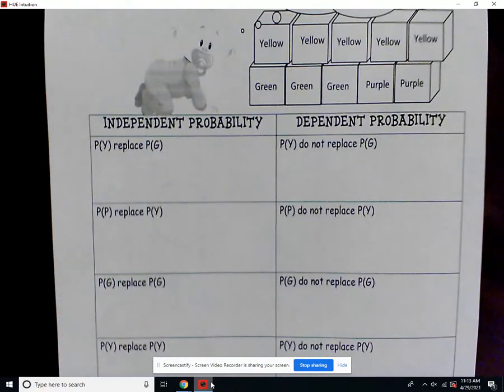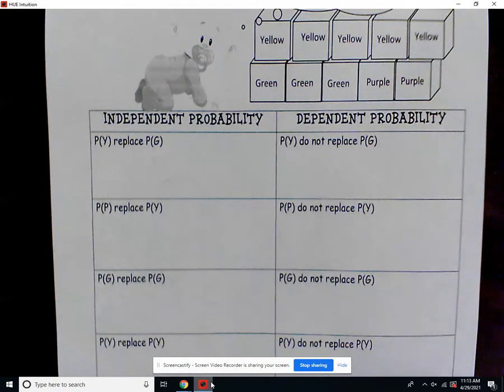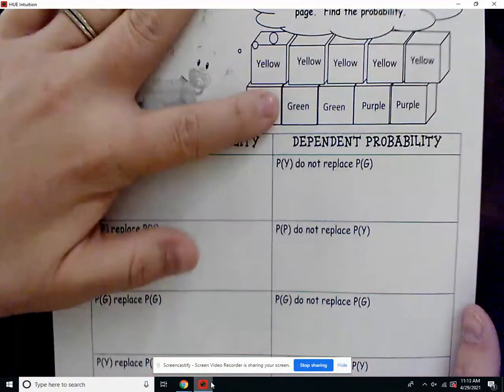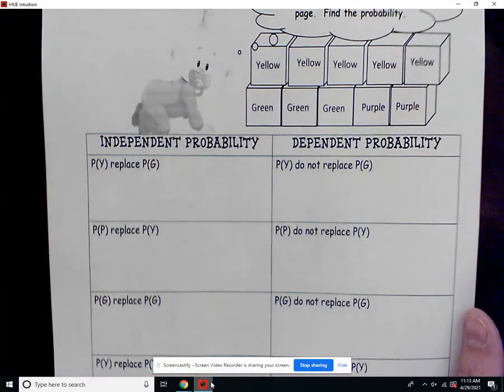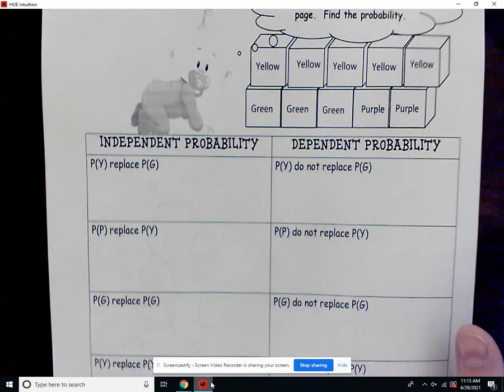We're going to look at independent versus dependent probability. So we talked about that a little bit. Independent means they said to replace it. Replacing means if I have these blocks and I take away a green, I'm going to put the green back in the box. So replacing means don't do anything different. Solve it like we normally have.